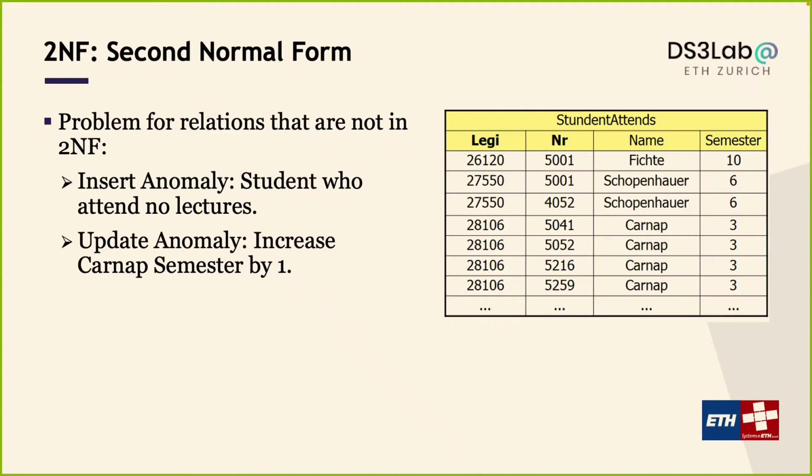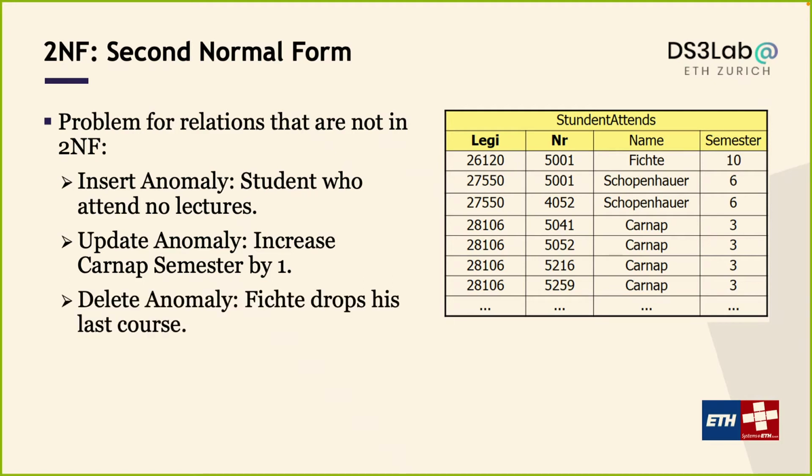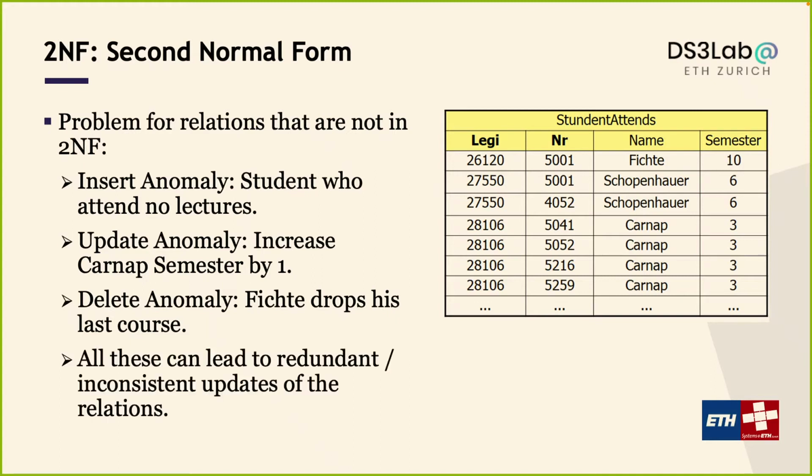There could be an update anomaly: you increase the semester number of one student, and you need to do that for multiple tuples. And there could be a delete anomaly: when some student drops all the courses, you need to be really careful not to delete that student from the system. All this can lead to redundant and inconsistent updates of the relation, and could hurt your data integrity. That is why in practice, I would be really surprised if at the end of the day you decide to do something that's not in second normal form.